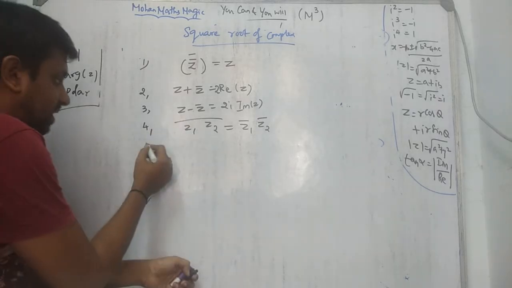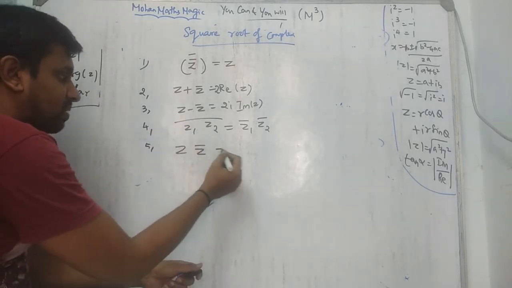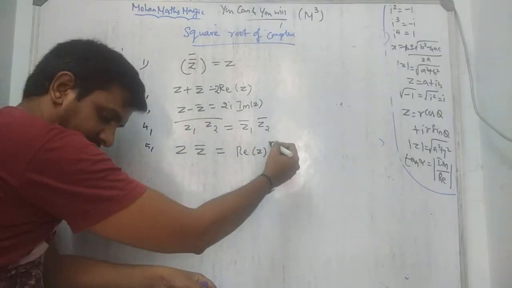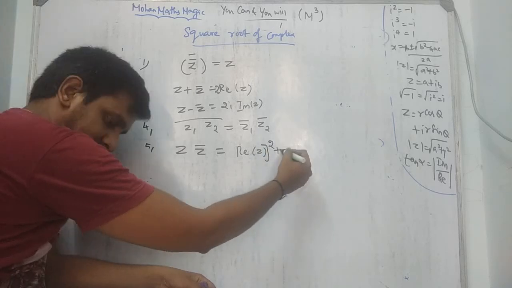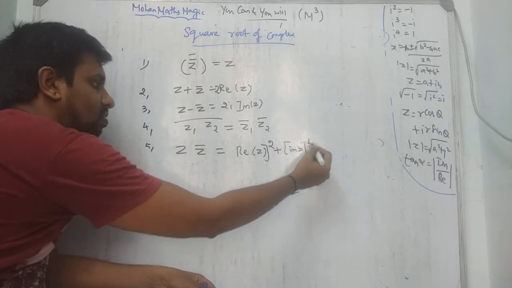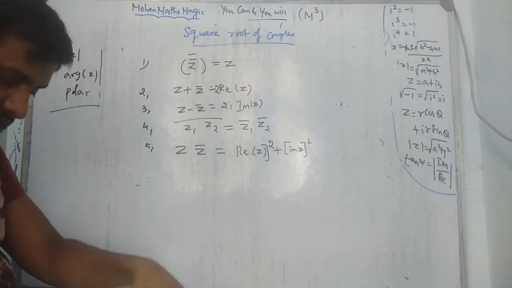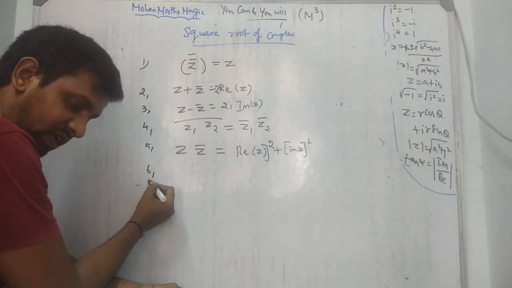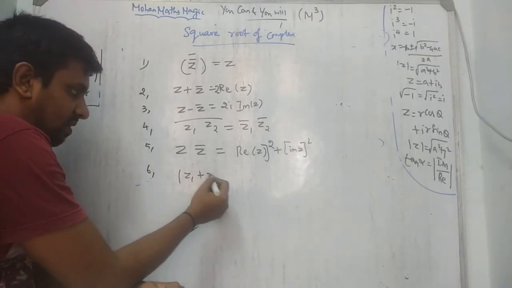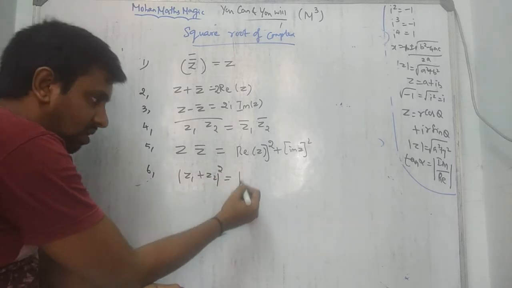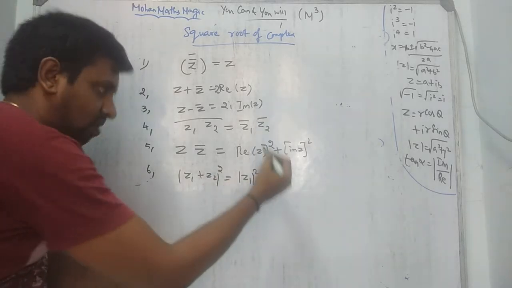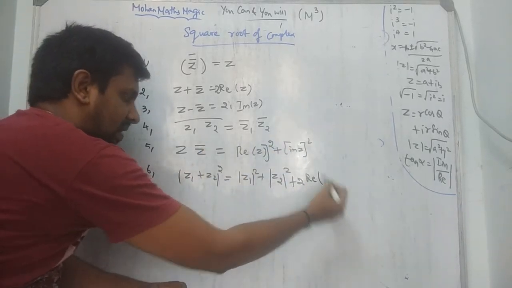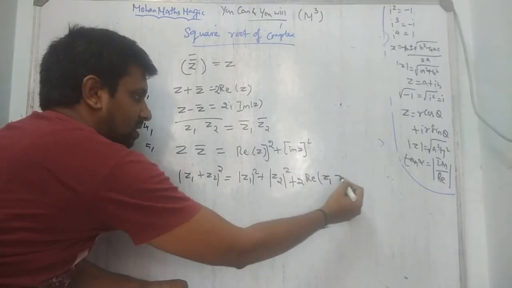Next, one more entrance result: z into z bar, that is x plus iy into x minus iy. When multiplied, it comes like the square of the real part, that is, real part of z the whole square plus imaginary part of z the whole square. Next, the properties of modulus. I will write only the important ones. Modulus of z1 plus z2 the whole square equal to modulus z1 the square plus modulus z2 the square plus 2 times real of z1 z2 bar.